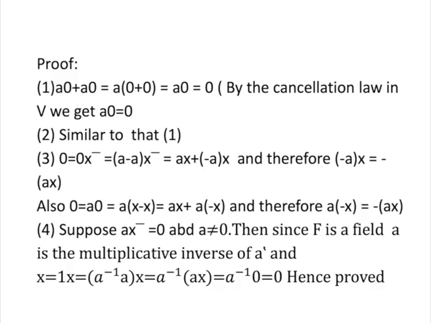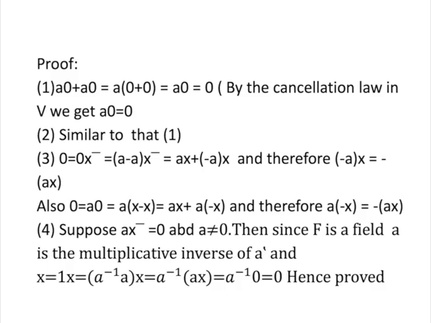Third condition: 0 = 0·x̄, and in place of 0 we write a − a, so x̄ = ax + (−a)x, and therefore (−a)x = −(ax). Also 0 = a·0, and in place of 0 we write x + (−x), so ax + a(−x), and therefore a(−x) = −(ax).